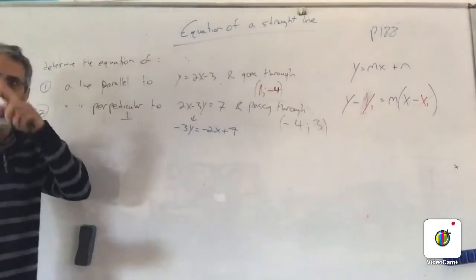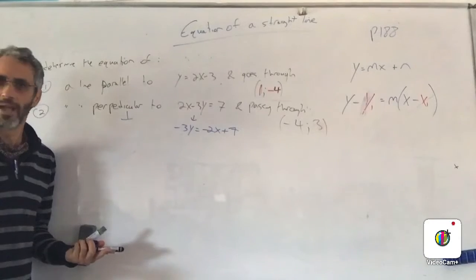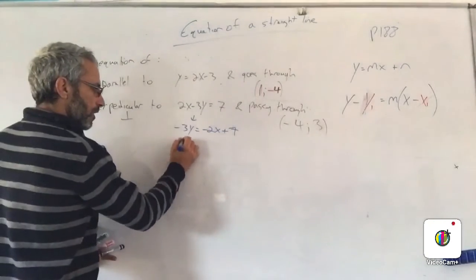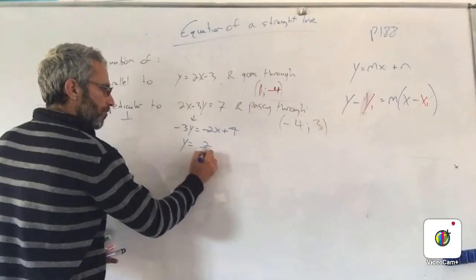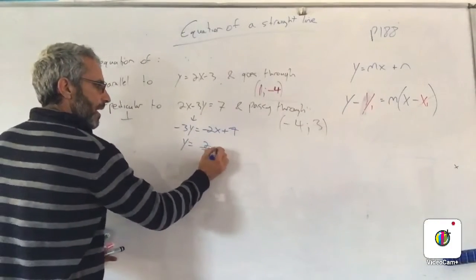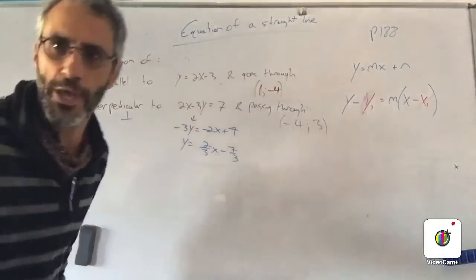Divided all by negative 3. Divided all by minus 3. Can you see what I'm doing here? Divided by minus 3, I've got y equals, I'll get 2 over 3 because the minuses cancel out, x minus 7 over 3. I'll just pause to make sure you're happy with that.